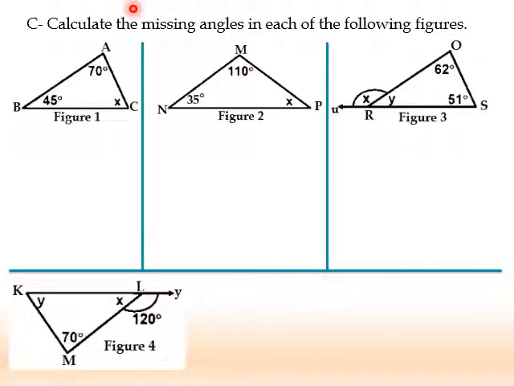Now, part C, calculate the missing angles on each of the following figures. We have two angles of known measure. The sum of angles in a triangle is 180, so you have to find x, the measure of the third angle. Okay? I trust you. I know you can solve these exercises well.